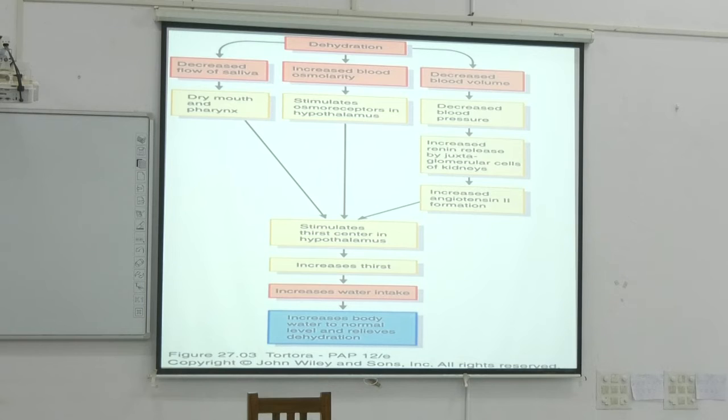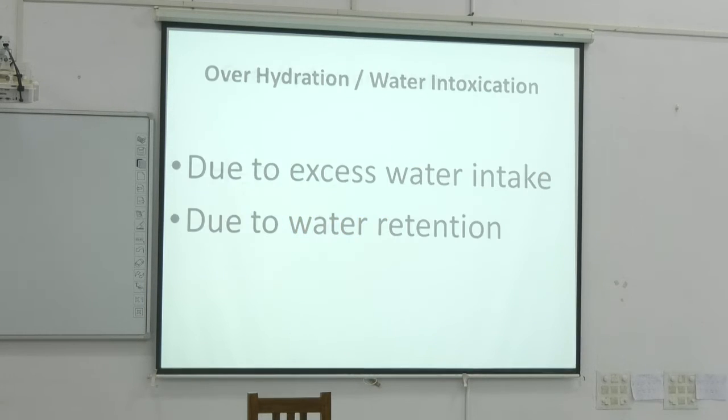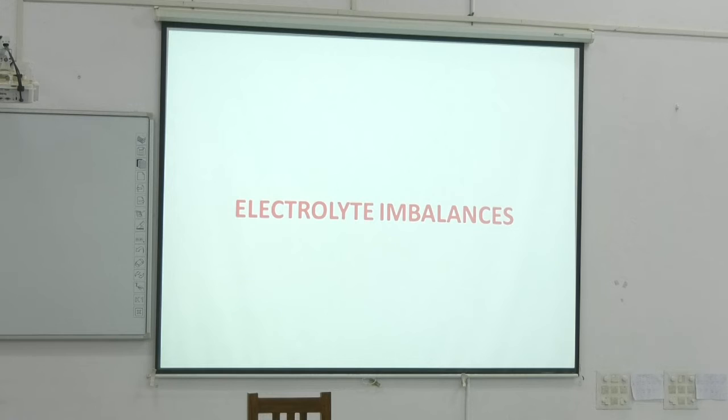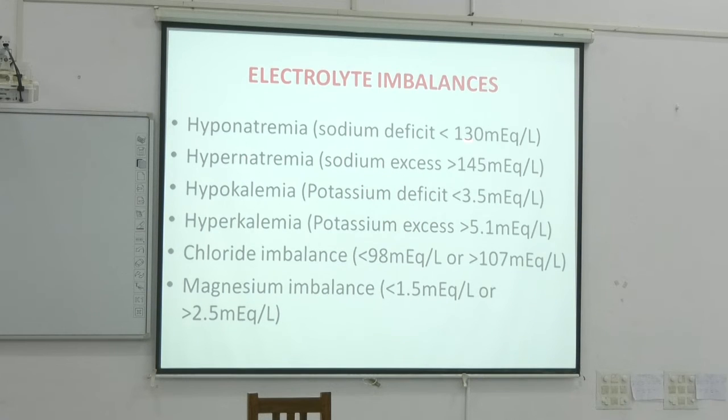Now we complete this topic. Firstly, hyponatremia; you have to take a photo of this slide. Hyponatremia is less than 130 milliequivalents, hypernatremia more than 145, hypokalemia, chloride imbalance, magnesium imbalance. These are the electrolyte imbalance conditions. Okay.